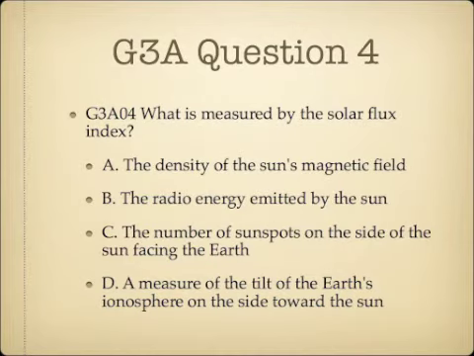Question 4. What is measured by the solar flux index? A. The density of the sun's magnetic field. B. The radio energy emitted by the sun. C. The number of sunspots on the side of the sun facing the Earth. Or D. A measure of the tilt of the Earth's ionosphere on the side towards the sun.